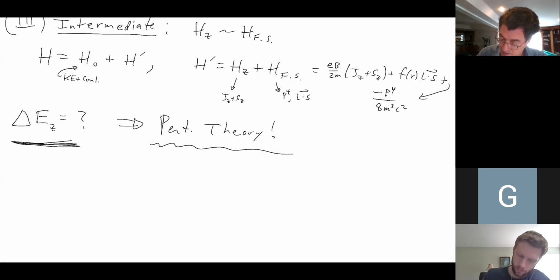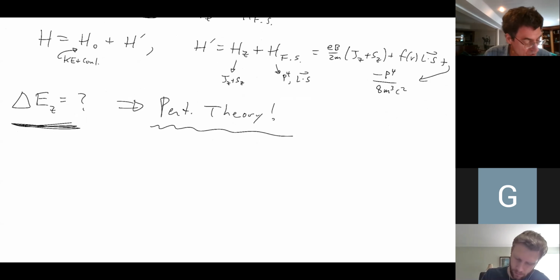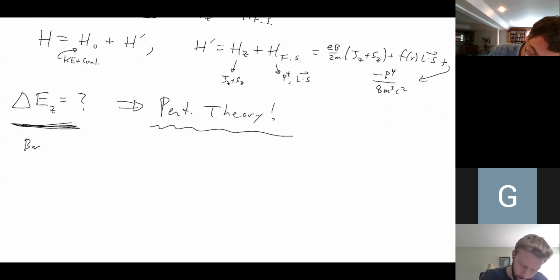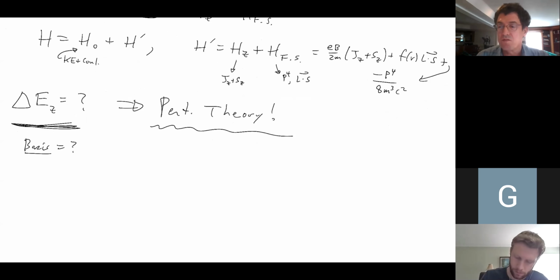But now we have to ask the same usual questions. The first question is, which basis will we try? To do perturbation theory, the first thing you do is you pick a basis. And to pick the basis, we only really have two choices of bases that we like.